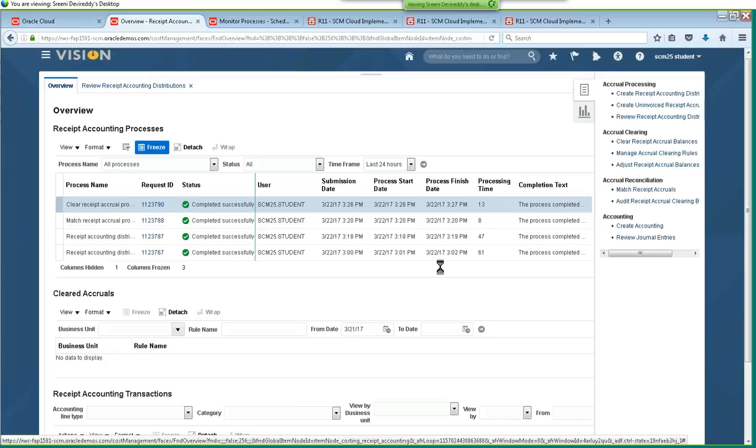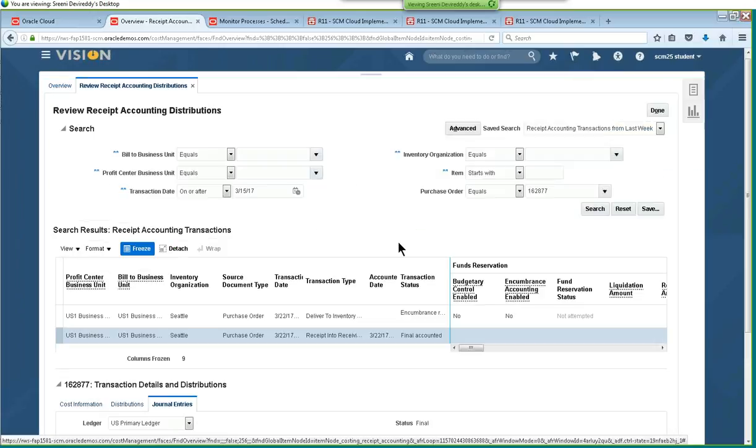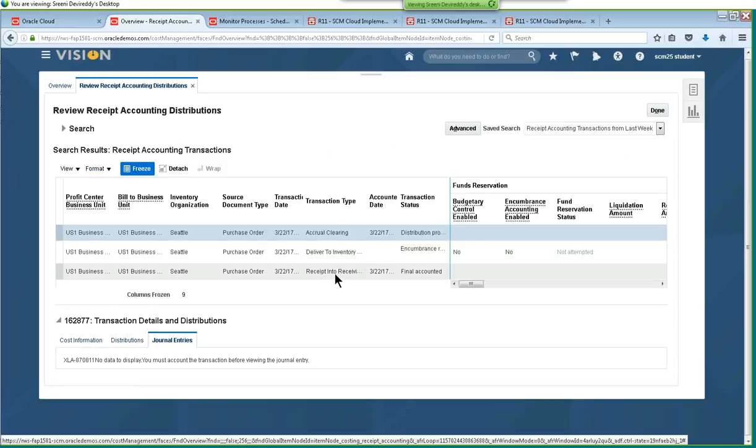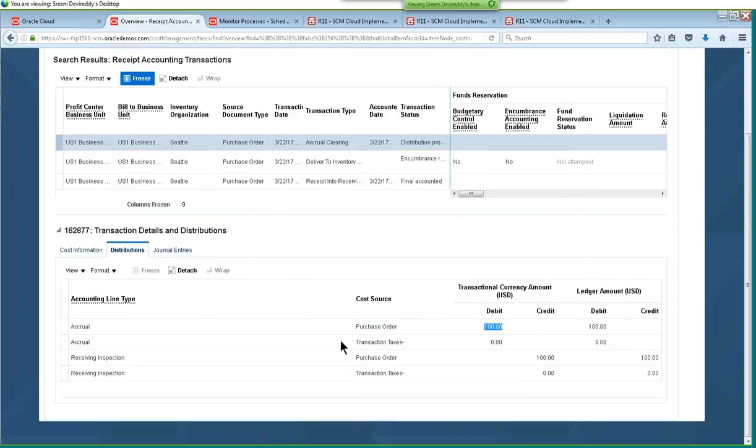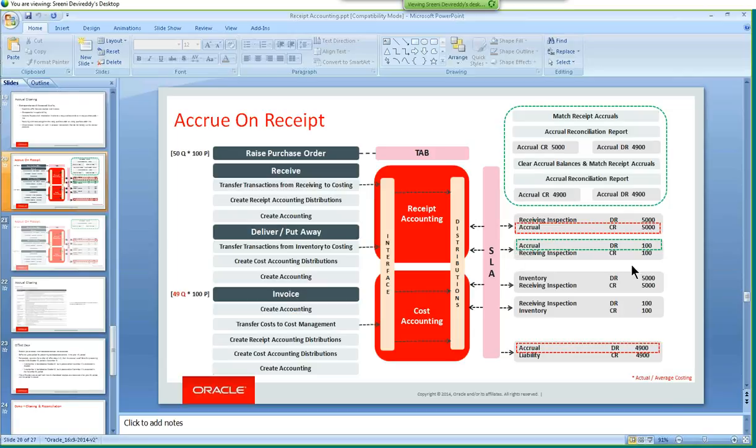So let's query the receipt accounting distribution. So we should be able to see that adjustment coming in. I'm requerying what we created previously. So we had two lines previously. Now you have another line called accrual clearing, and you see the distributions for it. You see that for 100. So ignore the taxes. We don't have any. I have not enabled taxes here, so it's coming as 0. Just ignore that in this demo environment. So you see it as accrual 100 debited and receiving inspection 100 credited. So an adjustment entry to knock off that 100 is created, right?